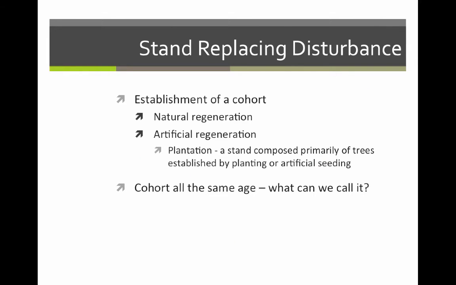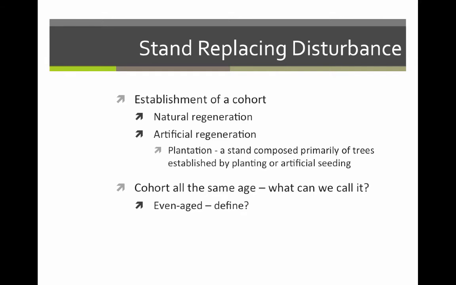So artificial regeneration, sometimes it's used to establish plantations. And a plantation is a stand composed primarily of trees established by planting or artificial seeding. So we have this establishment of a cohort. Our cohort is all the same age. What can we call it? We can call it even age.